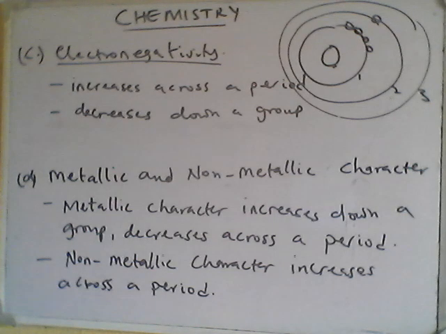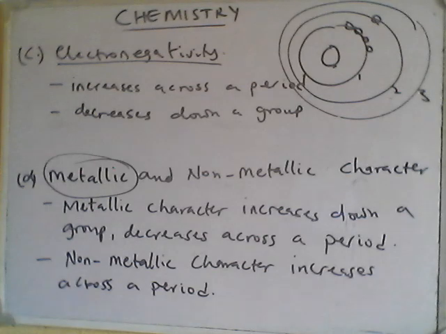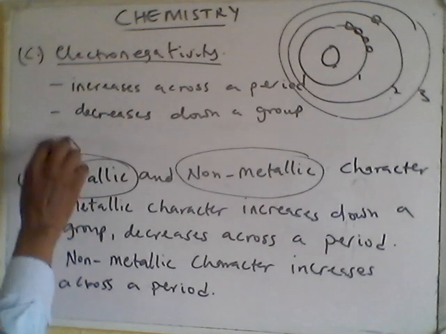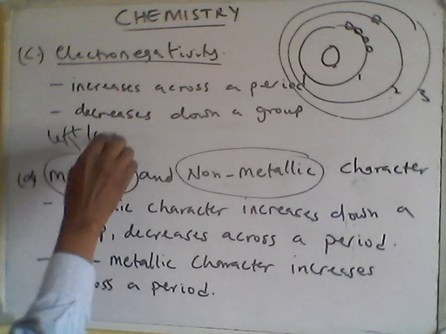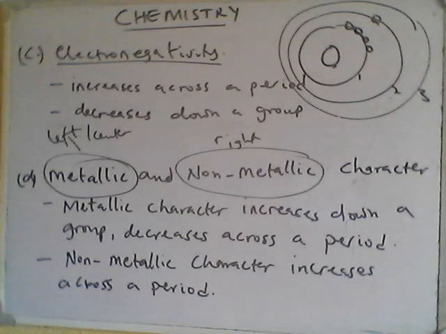The next one we are looking at is metallic and non-metallic character. Now, metallic elements are found on the left and the center part of the periodic table. You understand? And the non-metals are found on the right. So metals are found on the left side of the periodic table and center, and non-metals are found on the right. Having known this, you see that the metallic character increases down the group.